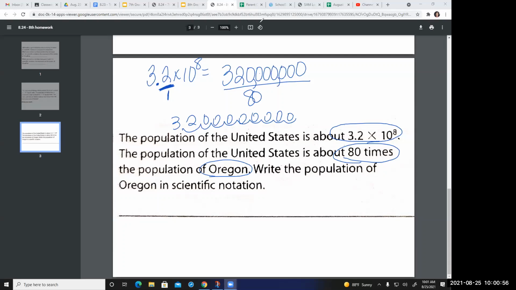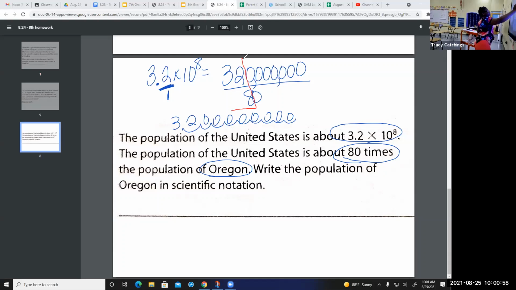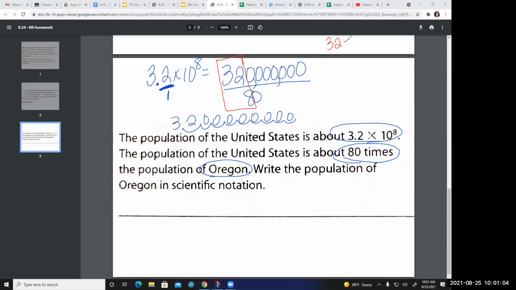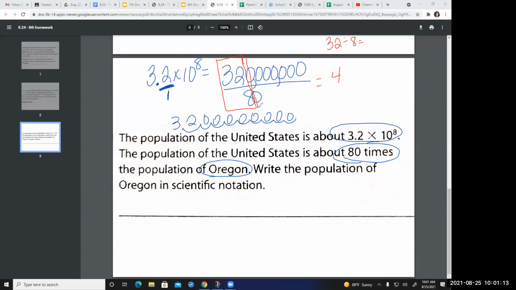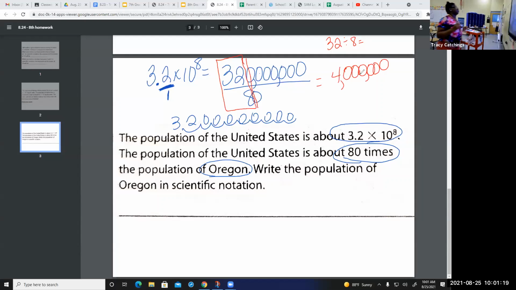So then if we divide that by 80, the same process, I'm only looking at those whole numbers. What's 32 divided by 8? 4. Good job. Eliminate zeros, that's the same. And how many are left? 6. Good job. So we should have ended up with the population for Oregon to be 4 million.